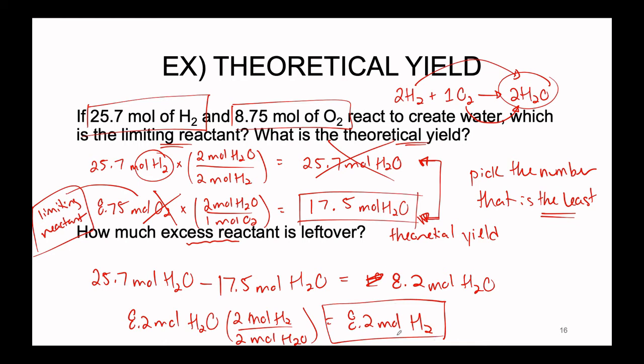So these 8.2 moles of hydrogen are just hanging out in the same vessel as the 17.5 moles of water that were created, in much the same way as the picture we just saw. Our excess reactant is going to hang out in excess, unreacted, unable to do anything, and our water is going to be present as well, this theoretical yield of the 17.5 moles of water.